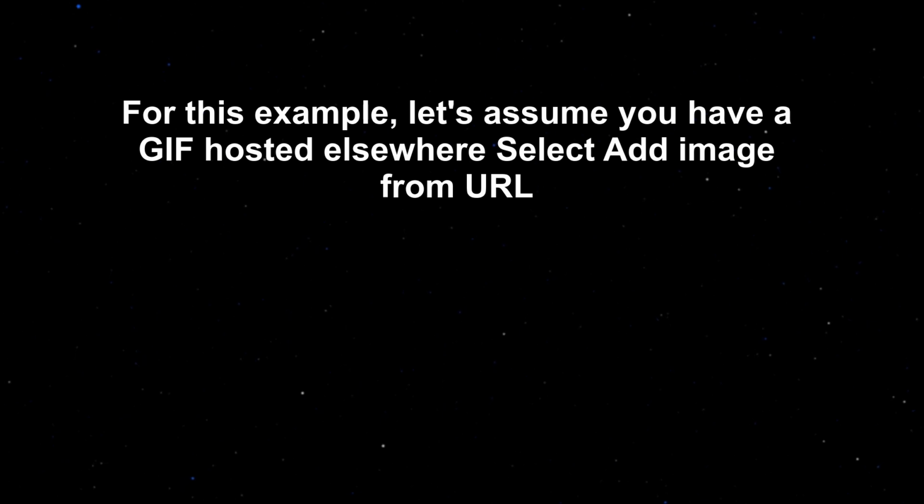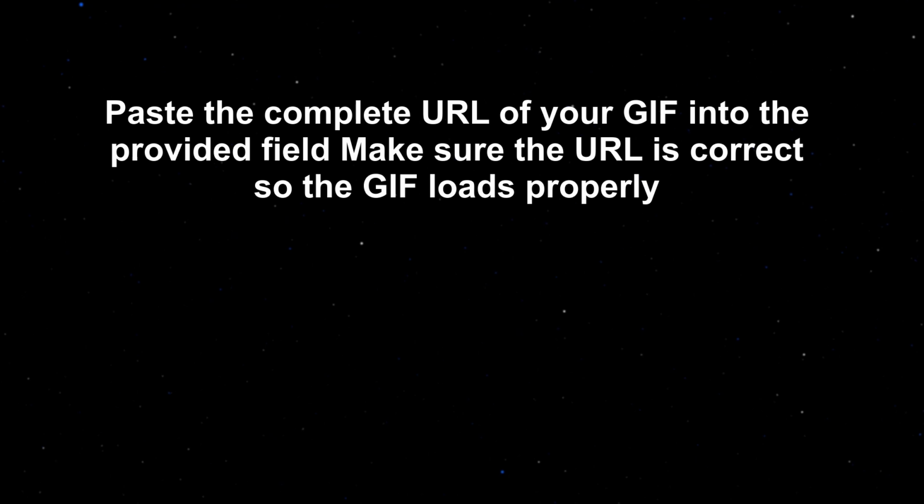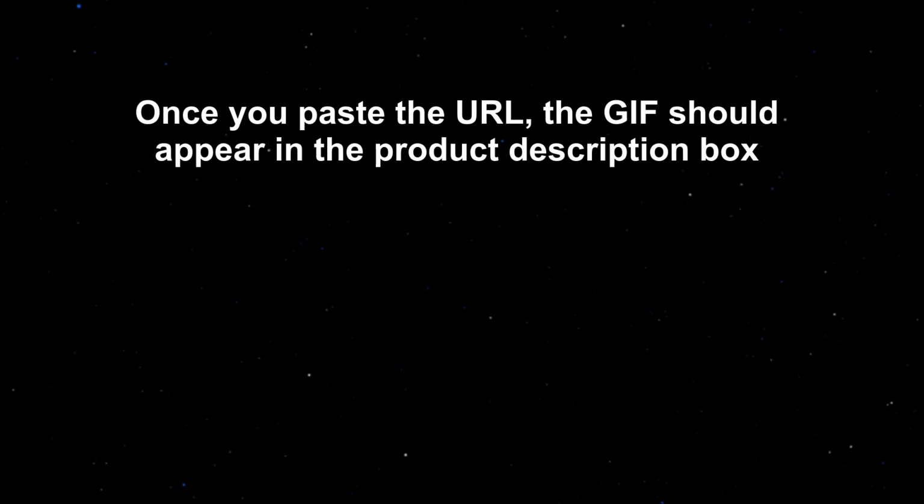Select an image from URL. Paste the complete URL of your GIF into the provided field. Make sure the URL is correct so the GIF loads properly. Once you paste the URL, the GIF should appear in the product description box.